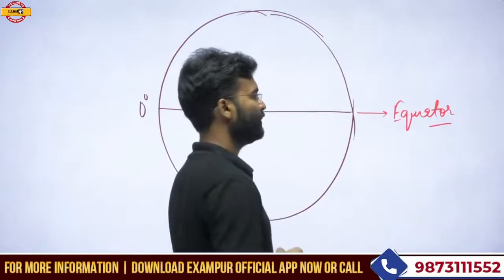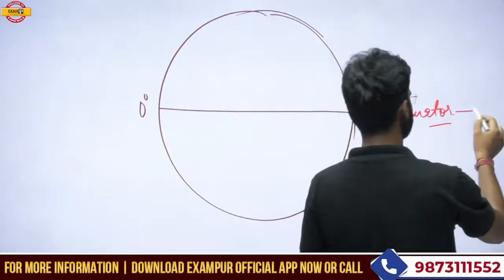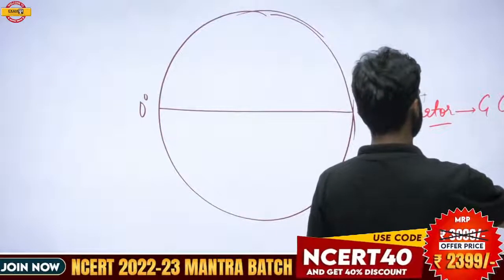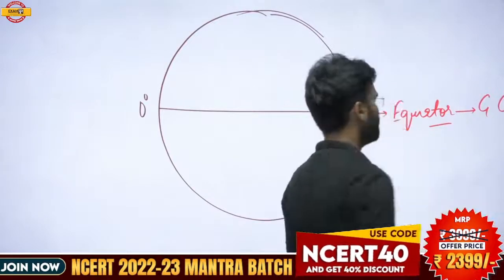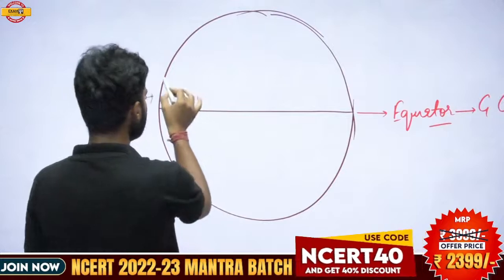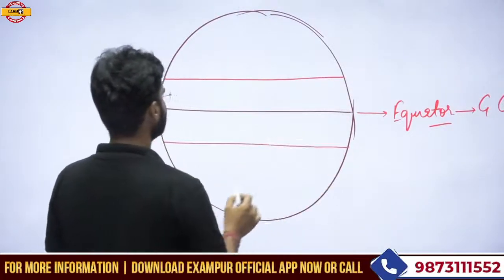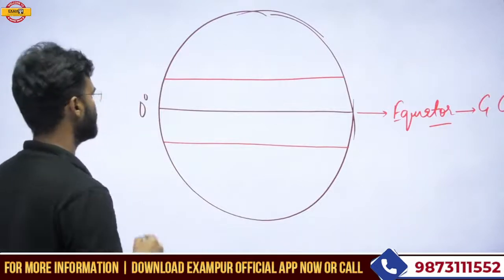And you can say the equator is also a great circle. It is also termed a great circle, so you should know about this great circle in the latitudinal sense. Another latitudinal line which is very important for us is the 23.5 degree north and south latitudinal line.